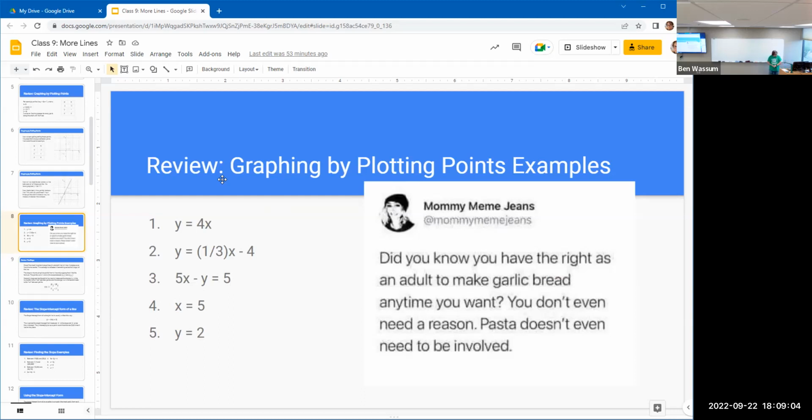Okay, so we got a lot of examples. A couple of these examples have some new concepts in them that I didn't cover last time, particularly the last 2. But for now, I'm just going to start with the first one, y equals 4x. This one's already solved like I like it. I like having the y equals. That makes my life easier.